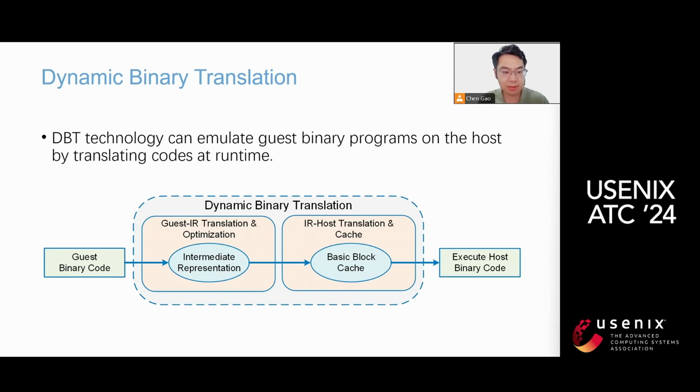DBT emulates the guest program on the host by translating code at runtime. The typical workflow includes two steps. First, the guest machine code is translated into intermediate representation by the front end of the translator, and the IR code is optimized. Then, the IR is translated into host binary machine code by the back end of the translator. Basic blocks are usually cached to avoid redundant translation.